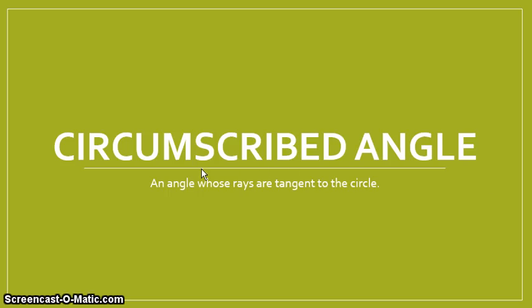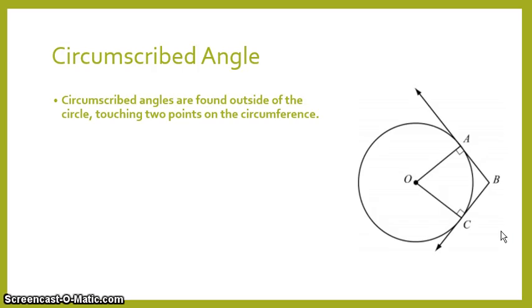Circumscribed angle: an angle whose rays are tangent to the circle. What that pretty much means is that we've got the two radii here, and it's connecting to the angle with perpendicular lines or angles. And they're always found outside of the circle, and they only touch 2 points.